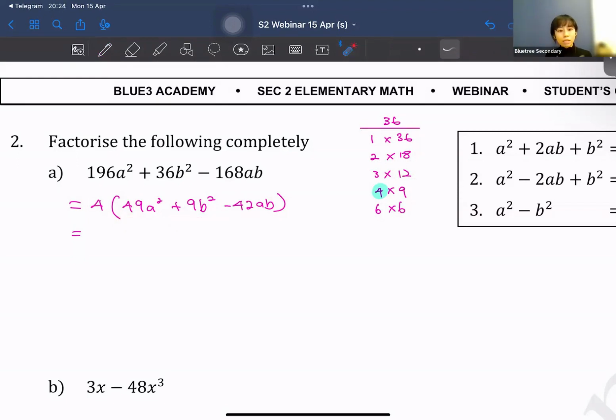Or some of you guys who are really good with your identity, straight away you tell me, "Cher, this is a perfect square. This is also a perfect square. I can use either identity number 1 or identity number 2." You are right. So I'm going to rearrange the terms such that it's easier for you to see that you can use the identity.